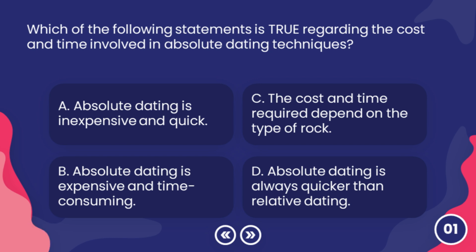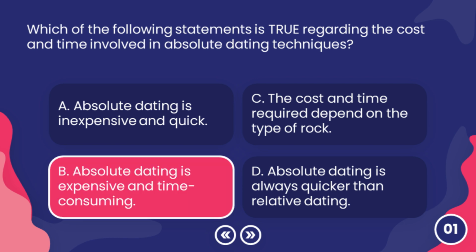What do you think is the correct answer? Very good. Letter B. Absolute dating is expensive and time-consuming.